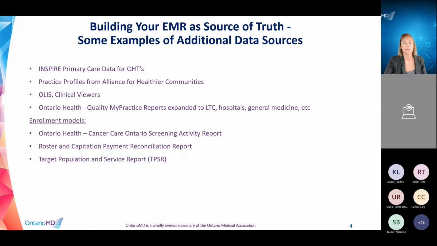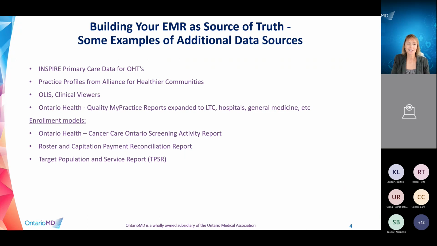So an example of this is that you may find out that a patient had a Pap test done elsewhere. You could go to OLIS, and if that report is available in OLIS, you could pull it into their chart. Just remember to label it properly. And while this is not an exhaustive list, some additional sources of data that you could use to augment your EMR: there's the Inspire primary care data for OHTs, and there will be links provided in the resource document. There's the Alliance for Healthier Communities with lots of resources, practice profiles, business intelligence reporting tools, etc.